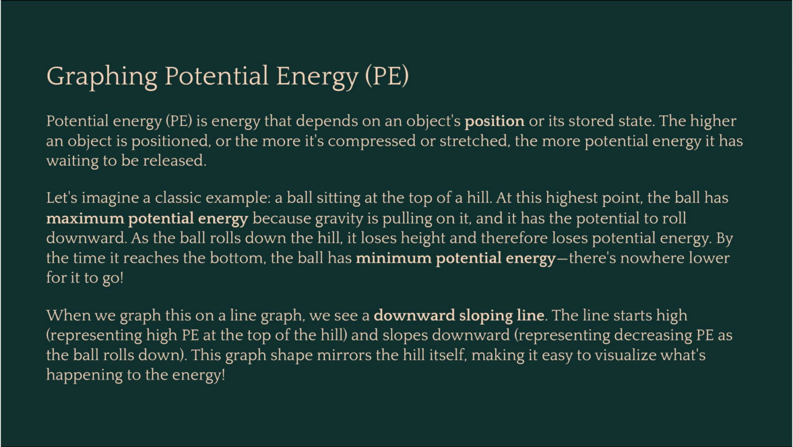Let's look at a classic example: a skateboarder going up and down a ramp. When the skateboarder is at the very top, just about to start rolling, they have maximum potential energy, Pe, because of their height. If we graphed this, the line for Pe would start high, and as they roll down, the line would drop steadily. The energy is not disappearing. It's being converted into something else.